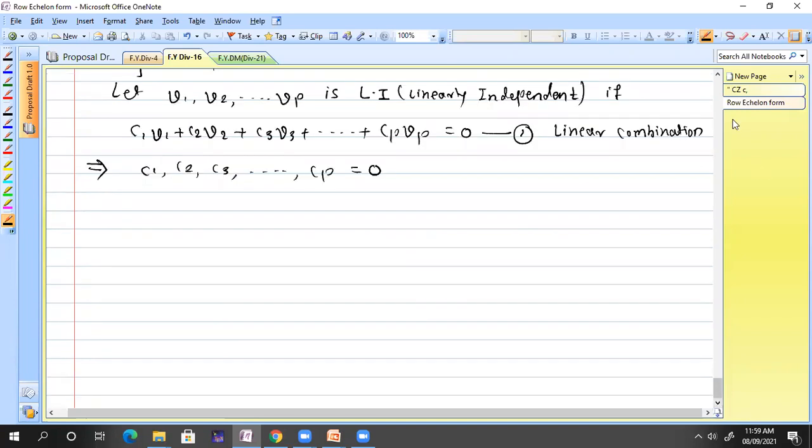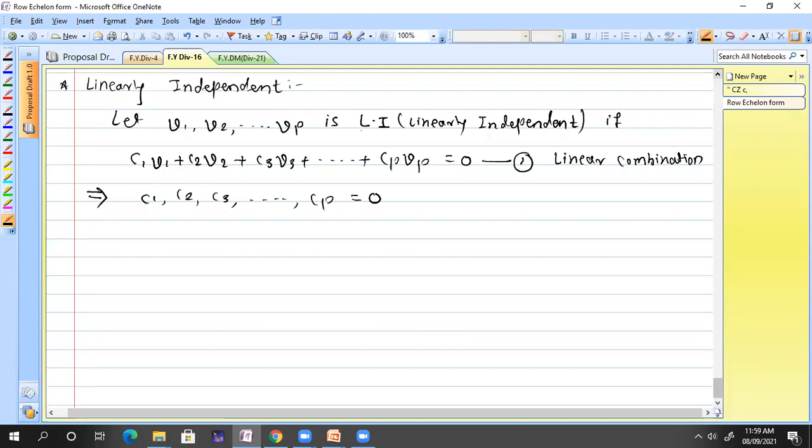Sir, this is the definition, but how to find it, or what is the physical significance? I will tell you that later on while solving the example.